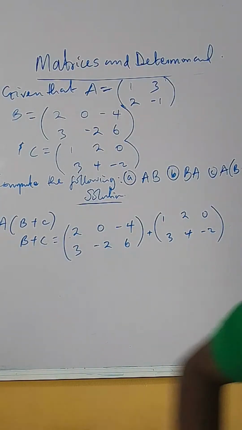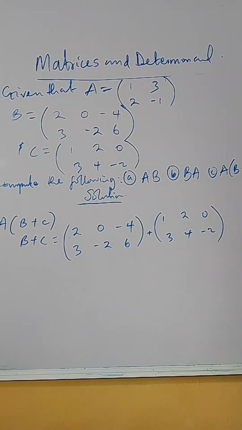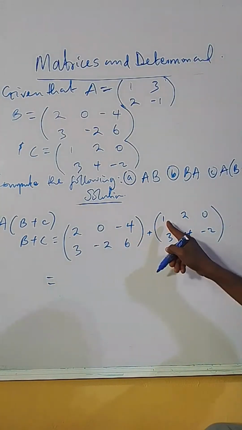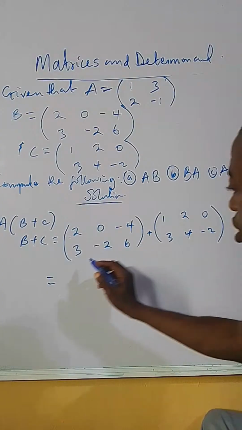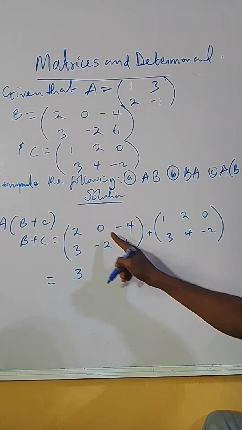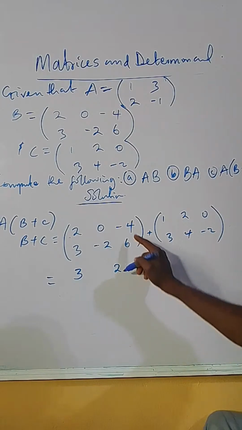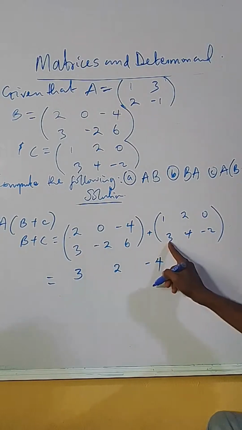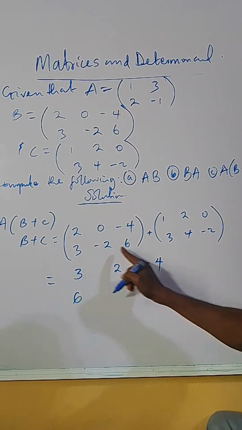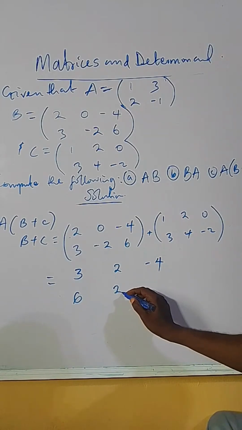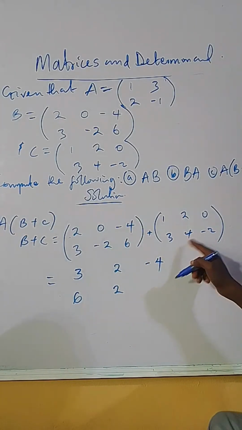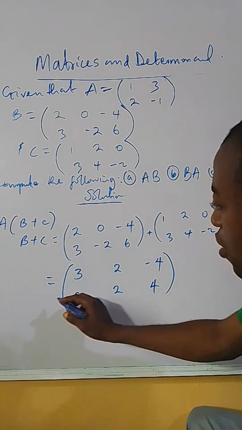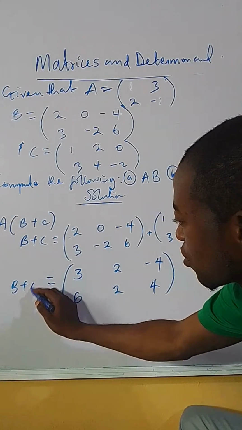So here we just add the corresponding elements of these matrices. The first plus the first. So 2 plus 1, here we have 3. 0 plus 2 is still 2. Minus 4 plus 0, still minus 4. 3 plus 3, that's 6. Minus 2 plus 4, that's 2. 6 plus minus, that's 6 minus 2, this is 4.